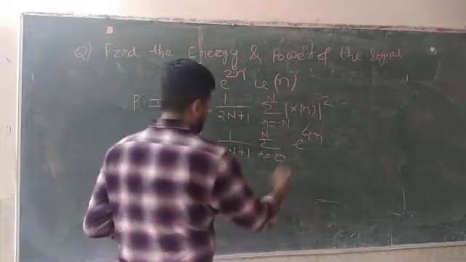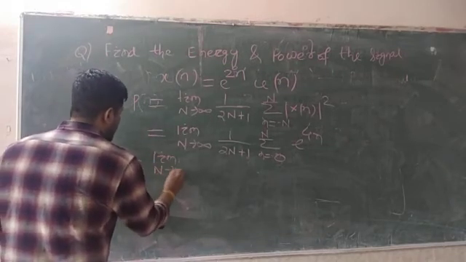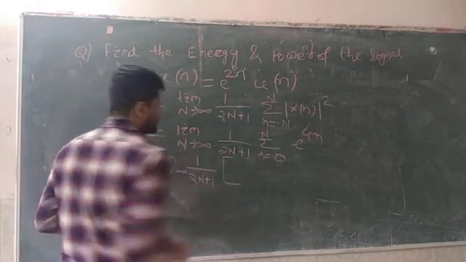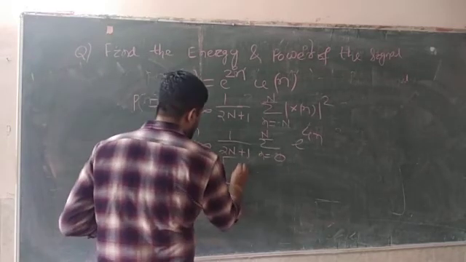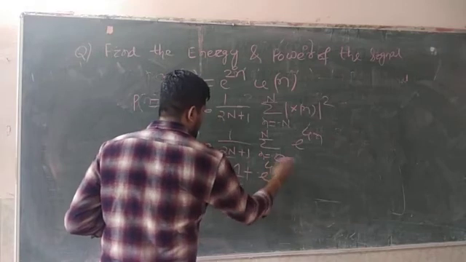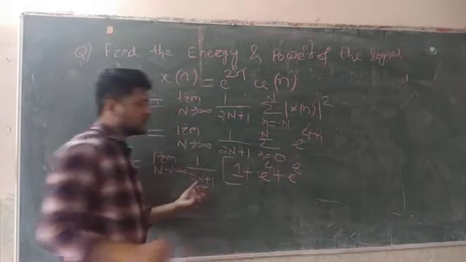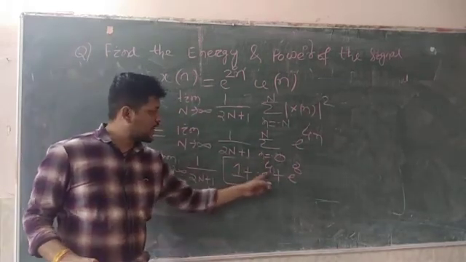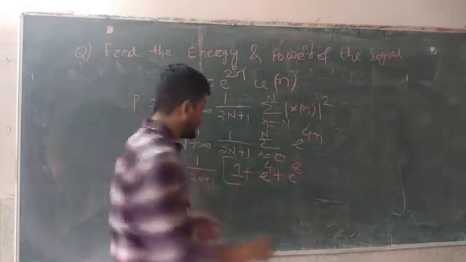So now I can write like this: limit n tends to infinity, 1 by 2n plus 1, summation of... if I open the summation, then what will be the value? e to the power 0 means 1, then e to the power 4 plus e to the power 8. I am just opening: first I put n equal to 0, then n equal to 1, and then add all the individual terms. Then n is equal to 3, then n is equal to 4, like that.